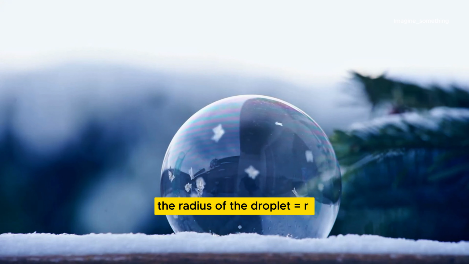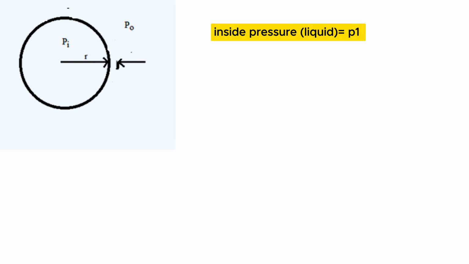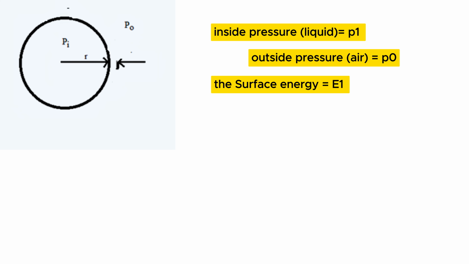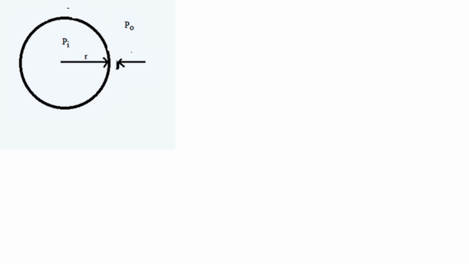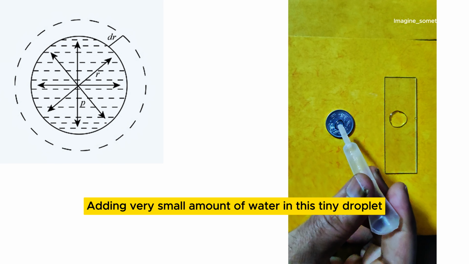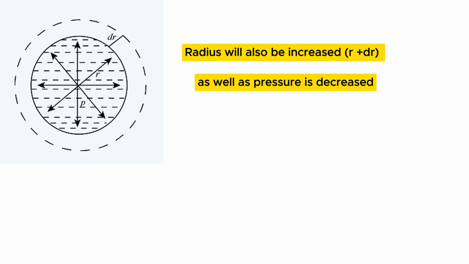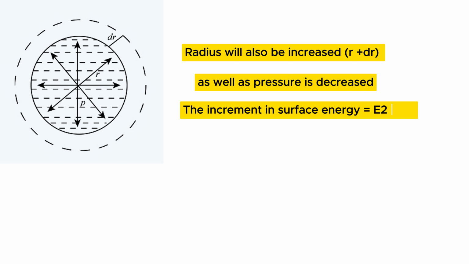Let the radius of the droplet be R. Inside pressure, which is the pressure of the liquid, will be P1. Outside pressure, which will be the pressure of the air, will be P0, and the surface energy will be E1. Surface energy per unit area is equal to the surface tension for the liquid-air interface, which will be considered as S1. Adding a very small amount of water to this tiny droplet to increase the volume a very small amount, the radius will also be increased to R plus dr, as well as pressure is decreased. The increment in surface energy is equal to E2 minus E1.